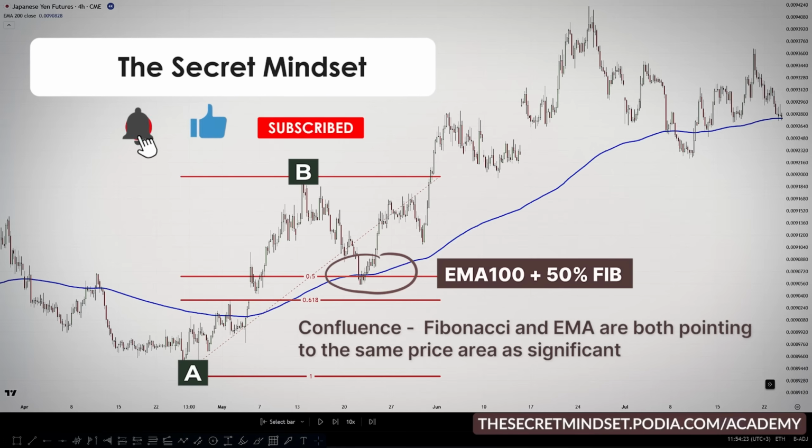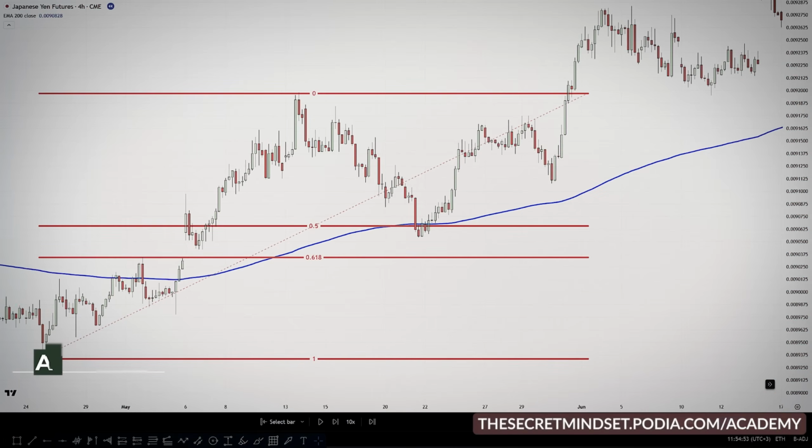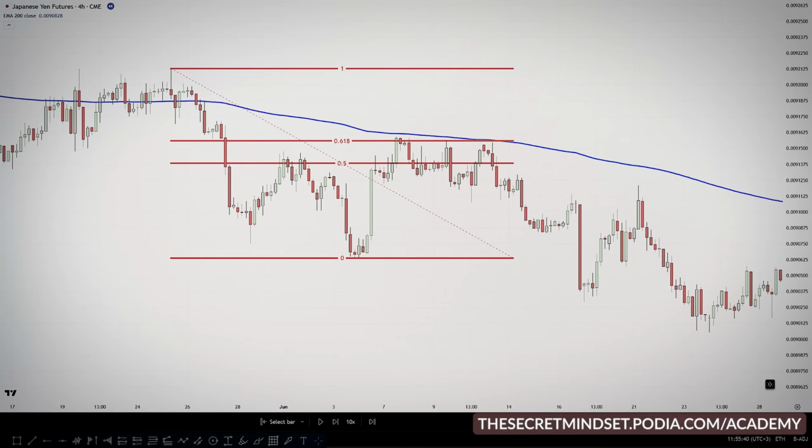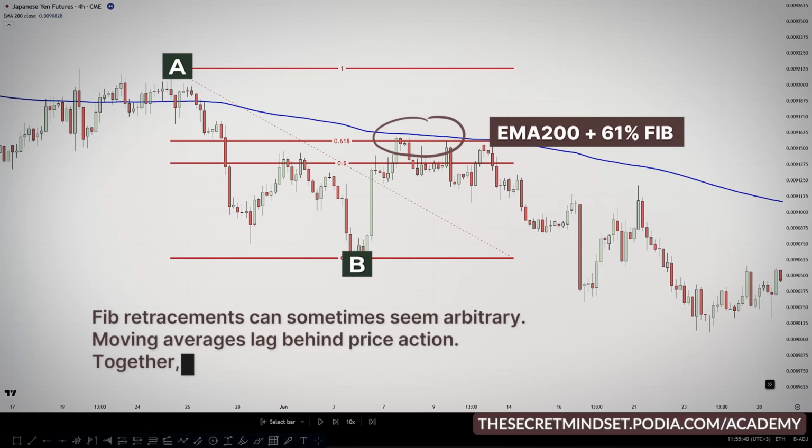The Fibonacci tool and the moving average are both pointing to the same price area as significant. This confluence increases the odds of price reacting at this level. You might see price pause, bounce, or even reverse at this point. It's not a guarantee, but it's a strong hint from the market. This combination is powerful because Fib retracements can sometimes seem arbitrary, and moving averages on their own can lag behind price action. But together, they create a more robust analytical framework.